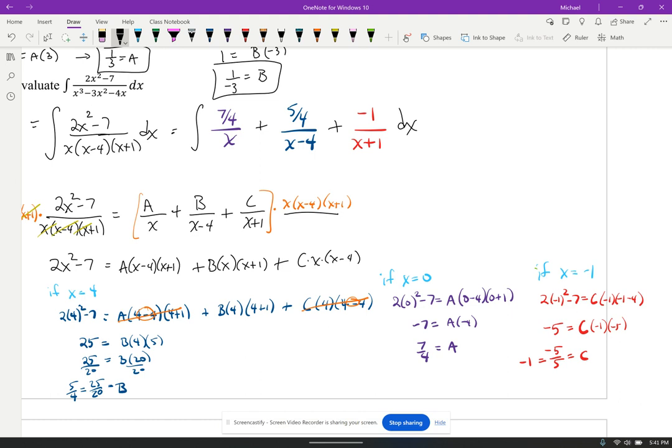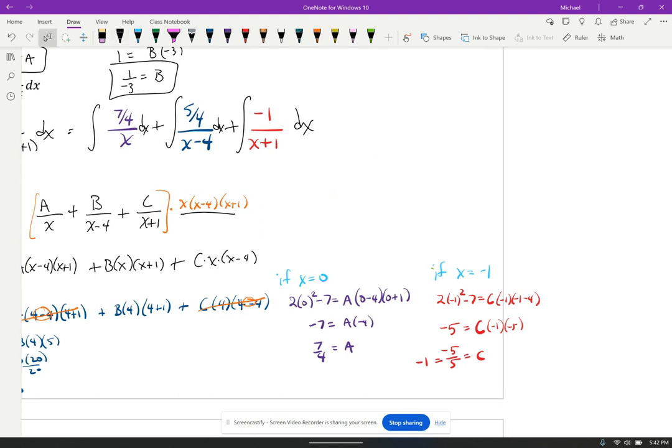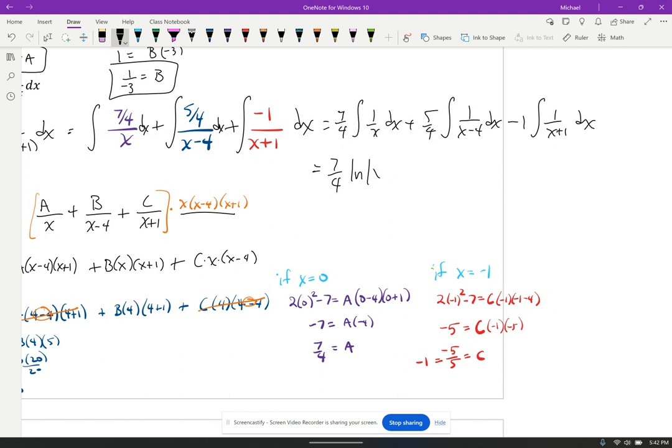Now I could break this up into separate integrals, right? Make sure that I have the dx, make sure that I have the dx. And then what's going to happen is I will be able to factor out each of those numerators. So I have 7/4 1 over x dx plus 5/4 1 over x minus 4 dx plus minus 1 1 over x plus 1 dx.